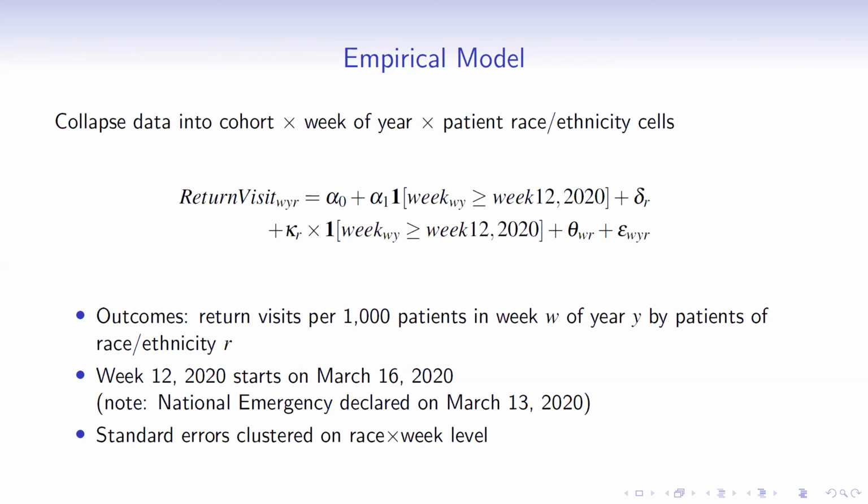Okay, so in order to quantify these differences a bit more concretely, we collapse our data into cohort by week of year by patient race and ethnicity cells, and then we estimate regressions where, as the outcomes, we look at the number of return visits of different types per 1,000 patients in each week of every year by patients of each race and ethnicity group. And we regress that on an indicator for being in pandemic times, so that's week 12, 2020, March 16, 2020 or later. And we include race dummies and a full set of race by week interaction terms, as well as interactions between our race dummies and the pandemic indicator to look at differences across racial groups.